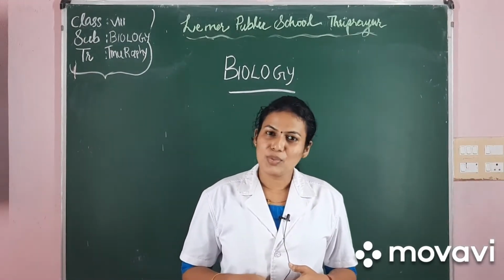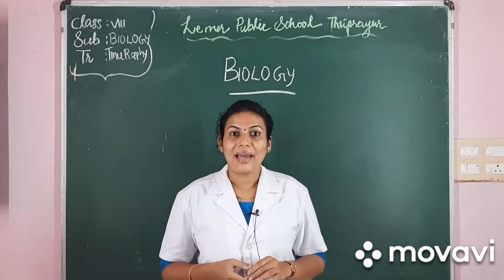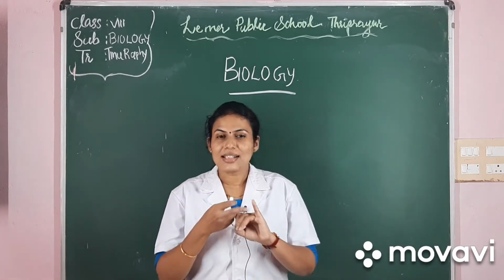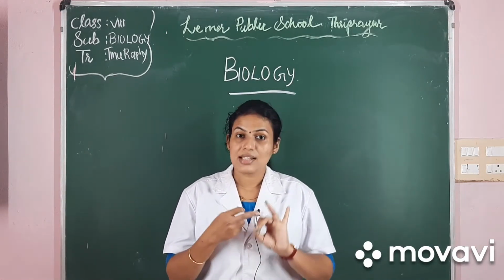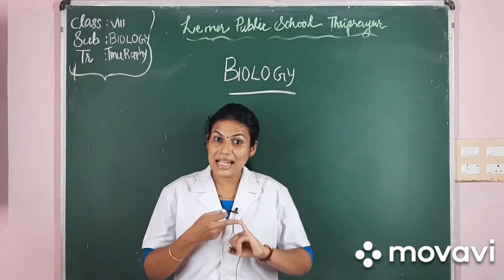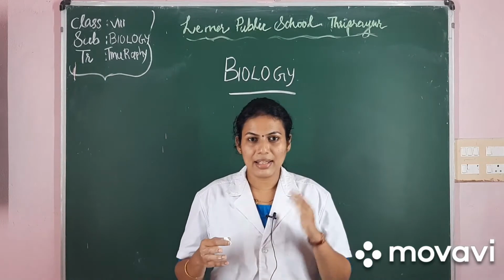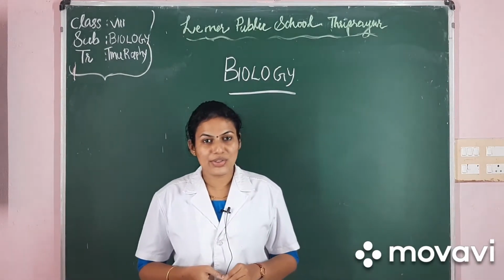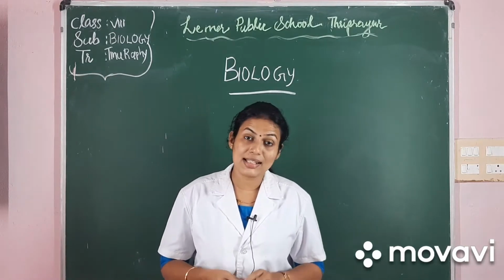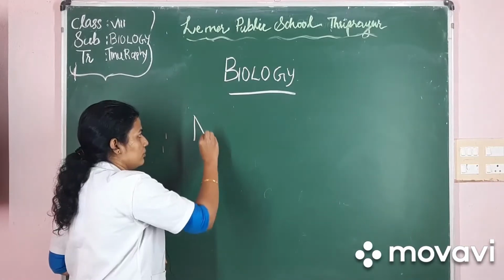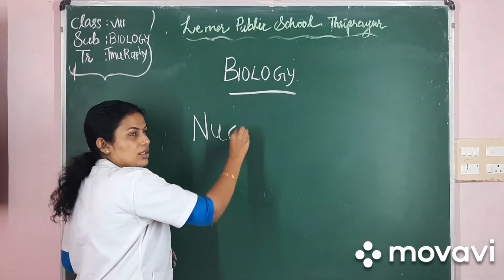Children, last class we learned about the parts of a cell, and we learned that for a typical cell there are three parts. They are cell membrane, cytoplasm and nucleus. We learned about cell membrane and cytoplasm and their functions in detail in last class. In today's class we are going to learn about nucleus, that is the third part of a cell. Nucleus.